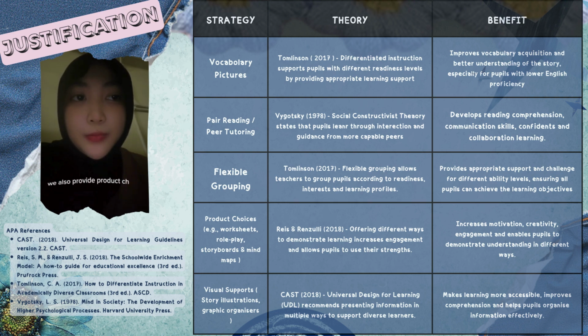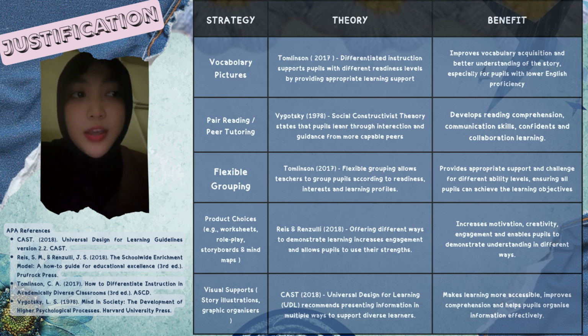We also provide product choices such as comprehension worksheets, storyboards, role play, and mind maps. Not every pupil learns or expresses ideas in the same way. By giving pupils different options to demonstrate their understanding, they can use their strengths while achieving the same learning objective. Research by Rees and Rizzoli shows that offering choices increases motivation, creativity, and active participation. Overall, this strategy helps create an inclusive classroom where every pupil has the opportunity to learn successfully regardless of their ability level.